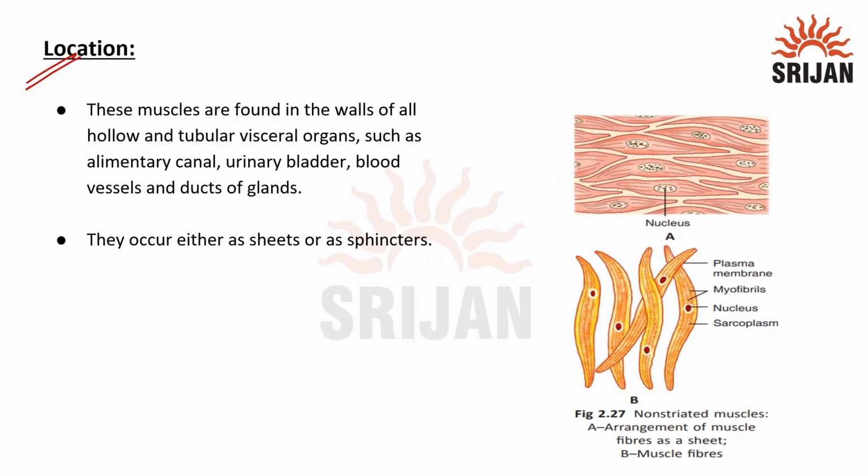Now we can see the location of this type of muscle. We are going to find them in our visceral organs. We find them in the alimentary canal, urinary bladder, blood vessels, and ducts of glands. All these things are not under our control, and hence the name involuntary is given. This can occur in the form of a sheath or as a sphincter. A sphincter does the controlled movement, like the esophageal sphincter and the anal sphincter, which release things in a controlled manner.